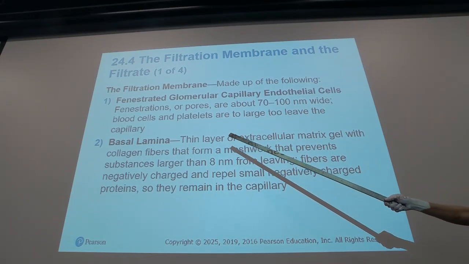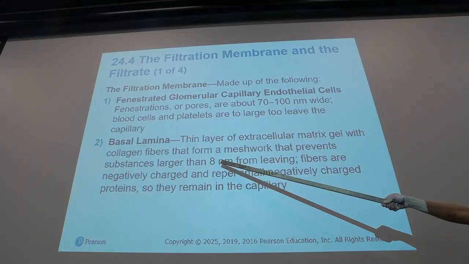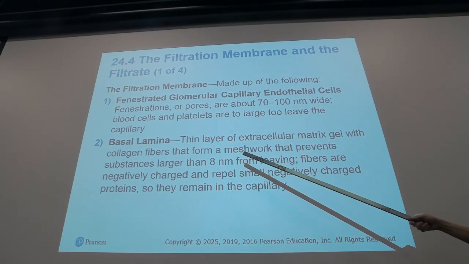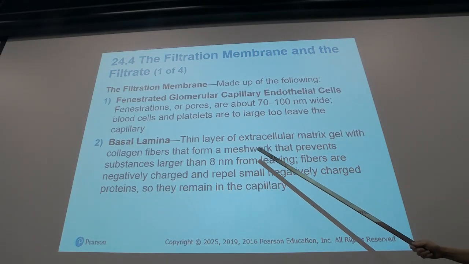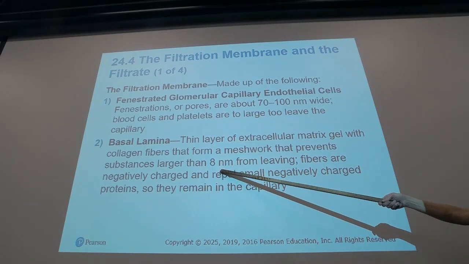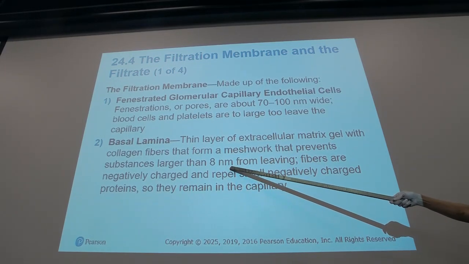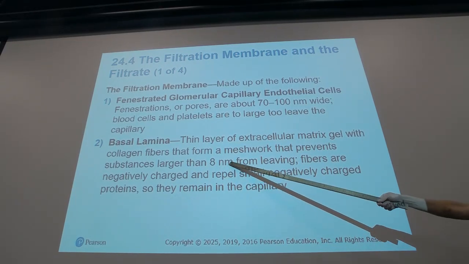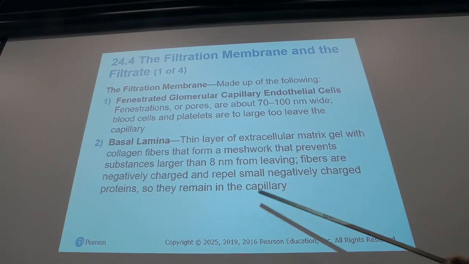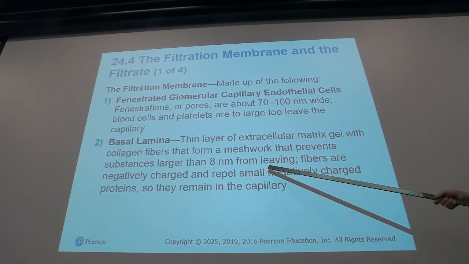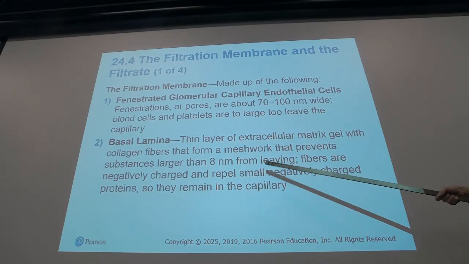Now, in the basal lamina or the basement membrane, we have collagen fibers and other proteins from the extracellular matrix that have negative charges, and that prevents any molecule greater than 8 nanometers in diameter, for instance albumin, which has a negative charge and a size of 10 nanometers, from leaving. So proteins shouldn't go out of this basal lamina.